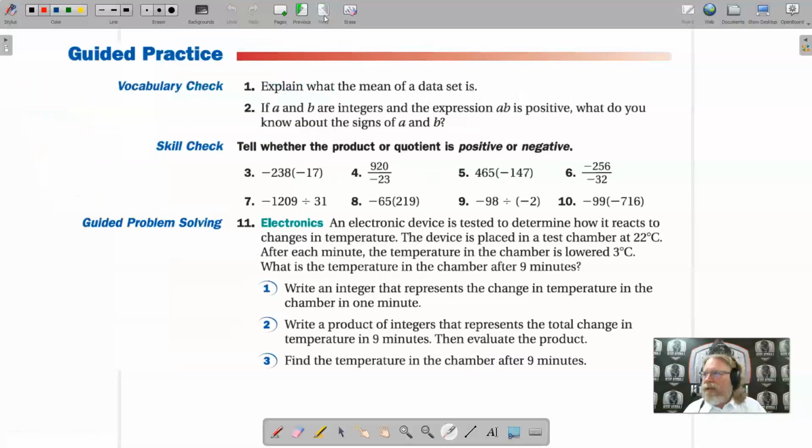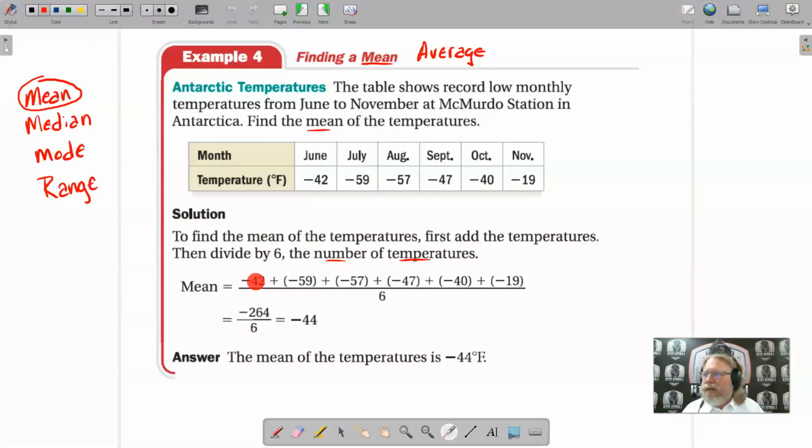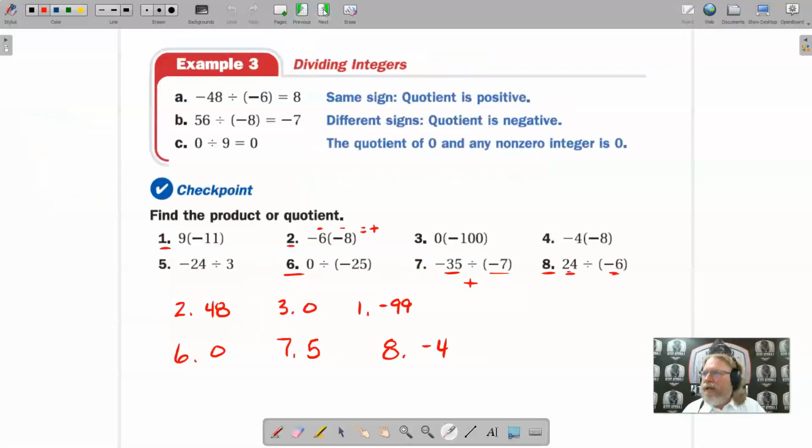So that takes us to our guided practice section. Vocabulary check: explain what the mean of a data set is. Well, the mean is all of the data added together and then divided by the number of data points in the set, just like we did here. We added all these data points together to get a sum, and then we divided by the number of data points to get the mean of that data set.